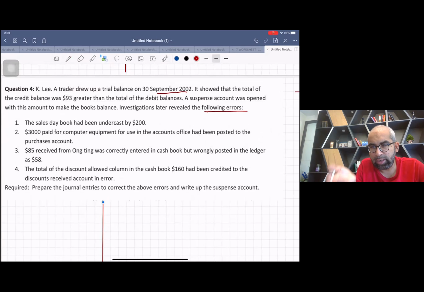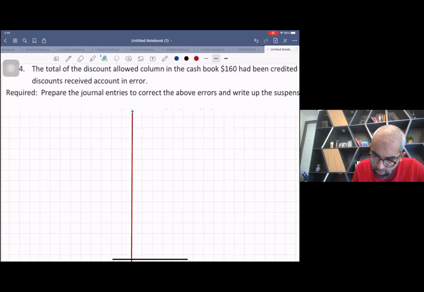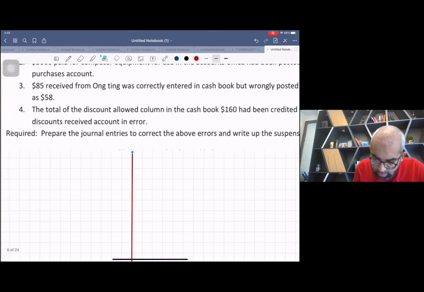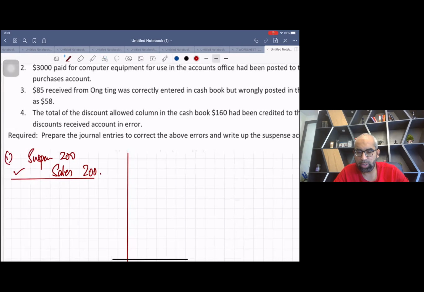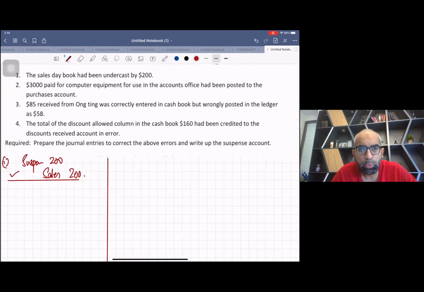By mistake, we have understated sales. So now we are correcting it. So we'll increase the sales by 200. Whenever sales is increased, we write sales credit 200. And yes, because TB is out, suspense account debit 200. Okay. So this is the first entry. We need to make this first entry.